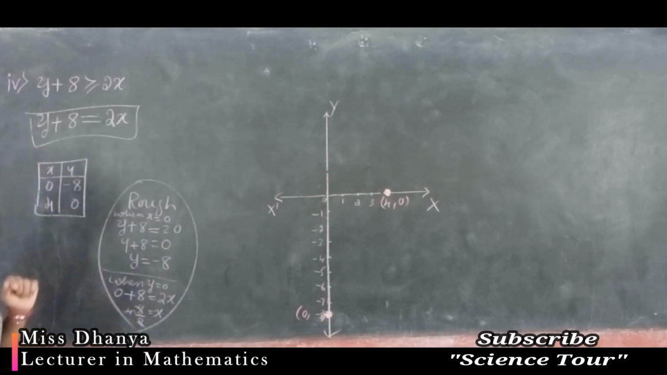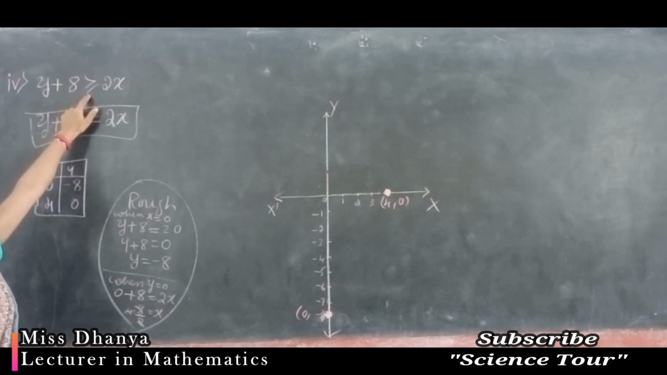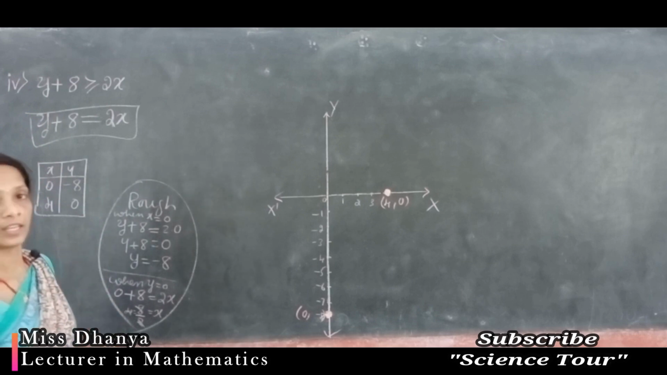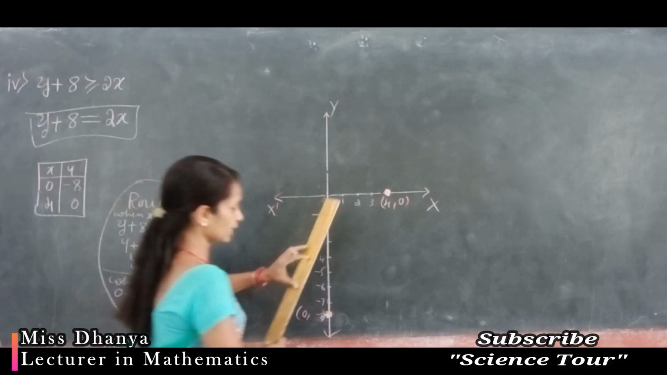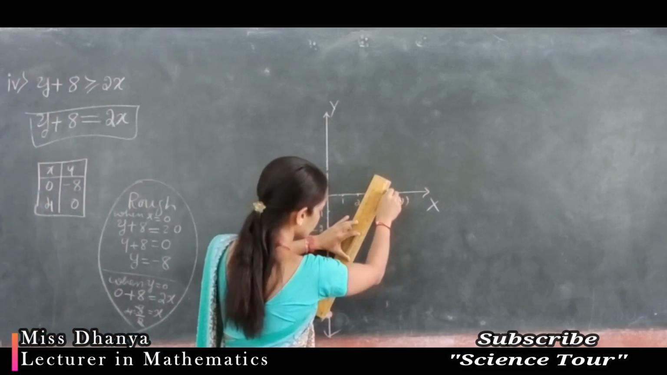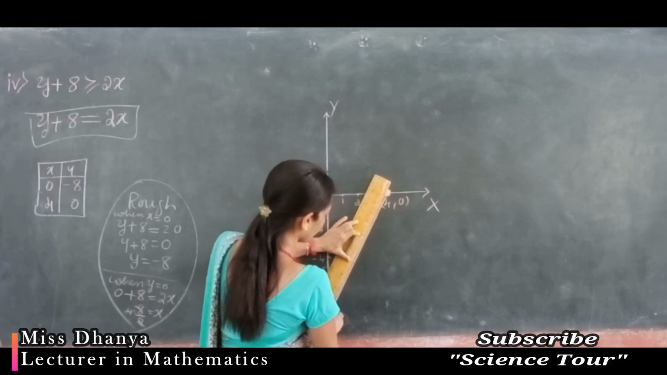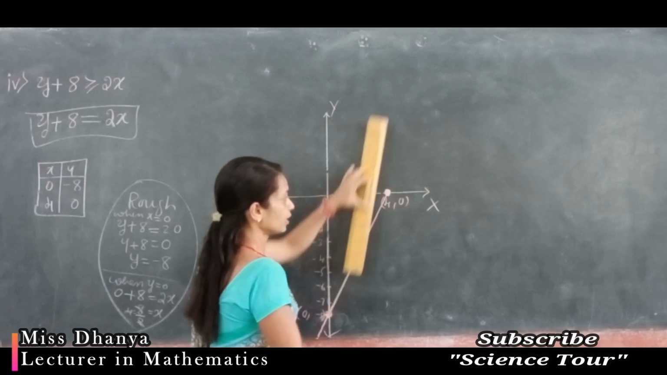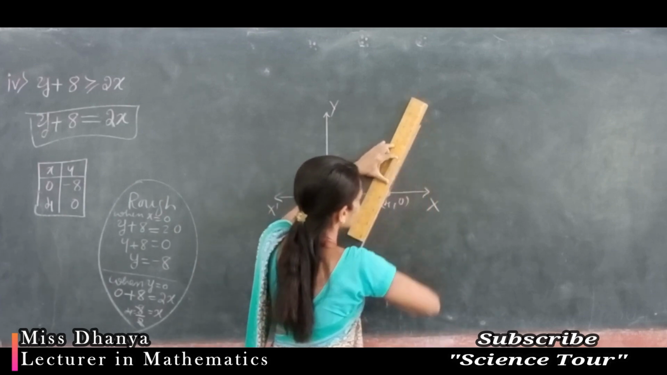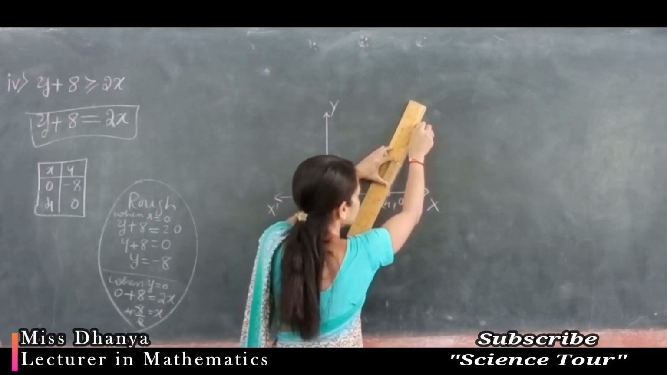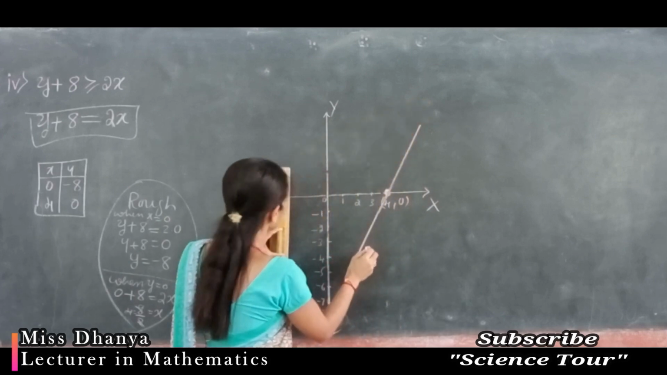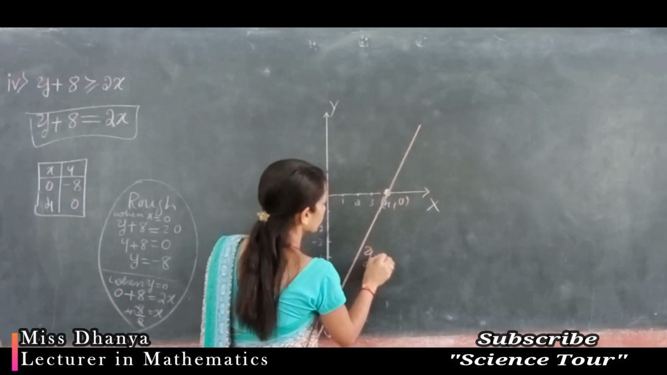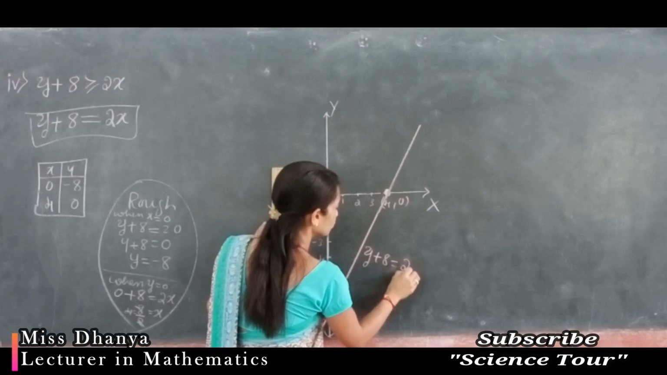Now you have to join those 2 points by using which line? See here the inequality symbol. You have a slack inequality symbol. So if you have a slack inequality symbol, you have to join those 2 points by what? A continuous line. After that you have to extend that line in both directions and write the name of the line, that is y plus 8 is equal to 2x.